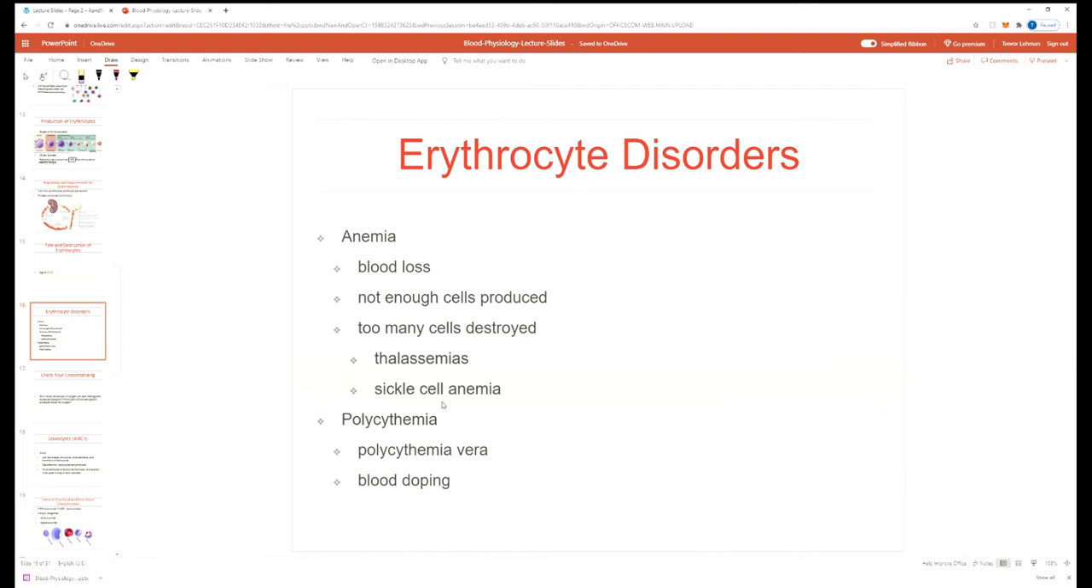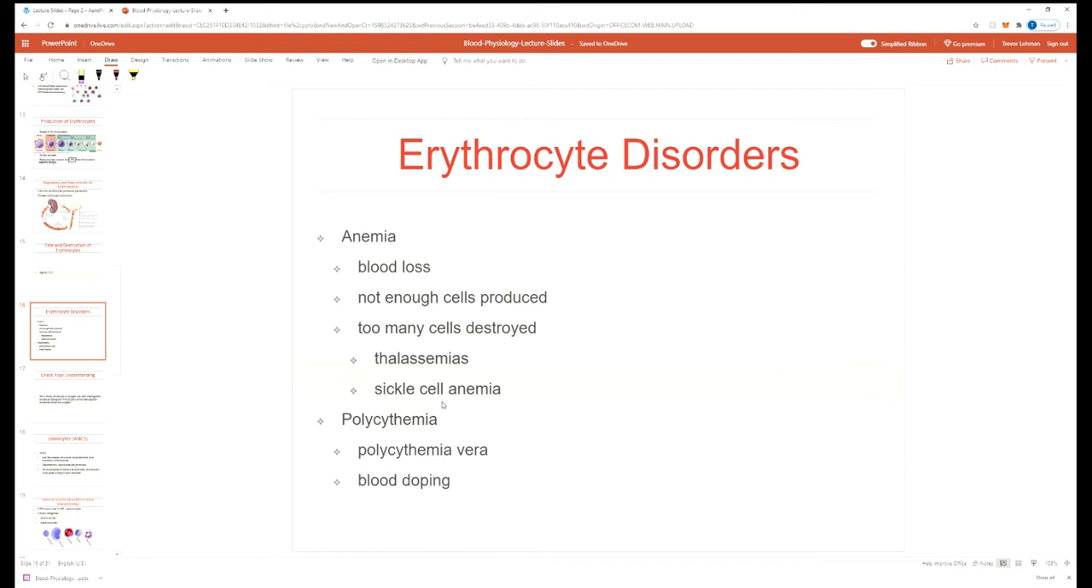And because of that, your body destroys those red blood cells because there's something wrong with them. And that leads to anemia. So any of these things can cause anemia: blood loss, not enough cells produced, or too many cells destroyed. The opposite of anemia is polycythemia, so too many cells.